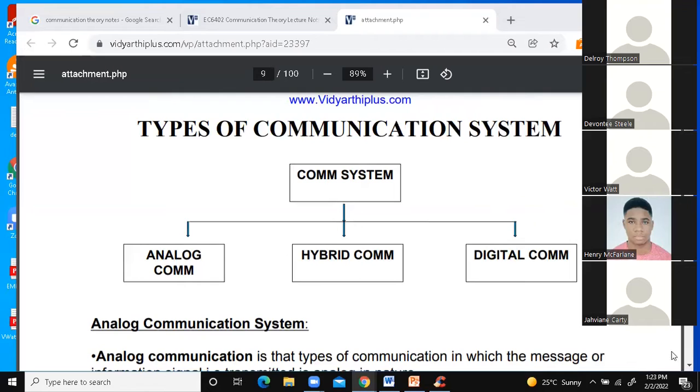To add to what Henry is saying, digital communication could be in the form of pulses of ones and zeros, whereas in analog communication the amplitude varies with time. There's no set high or low. And I guess hybrid communication, when they combine them, you get things like modems. Beautiful.